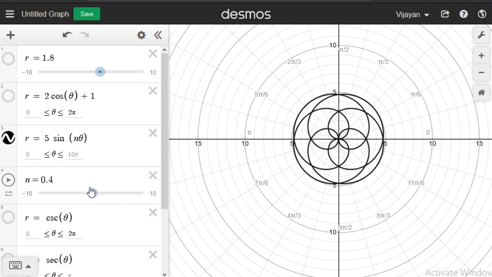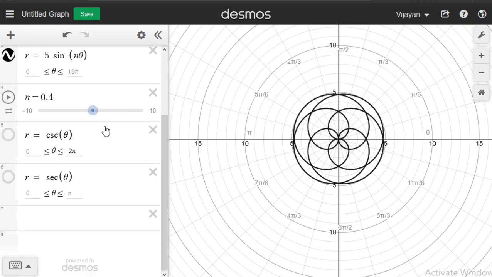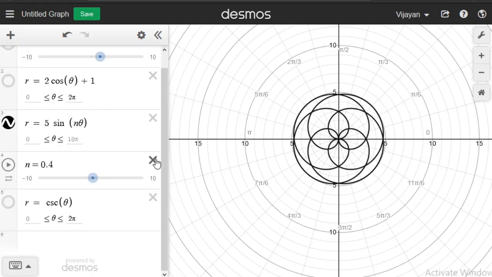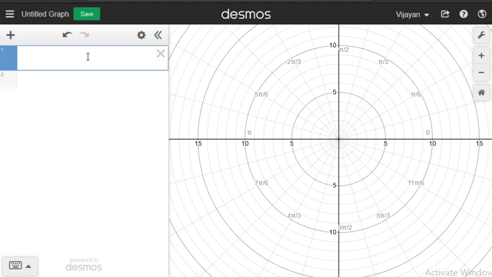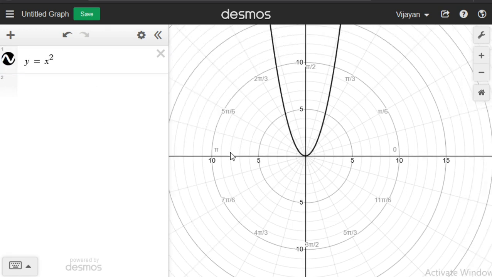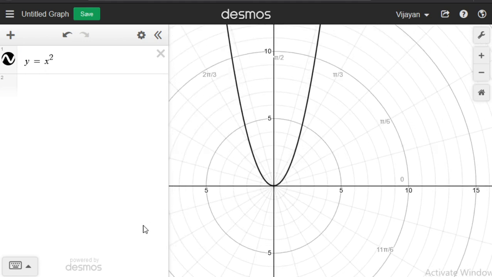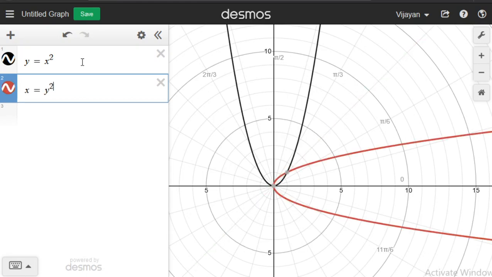Now we will see some inverse and symmetry of functions. These are very important topics from the 11 and 12 point of view. Suppose I write y is equal to x square, then this is an upward parabola. Very nice. Now suppose I replace x with y in y equal to x square, then what will happen? Then x is equal to y square will come. This is the same parabola with a different orientation.